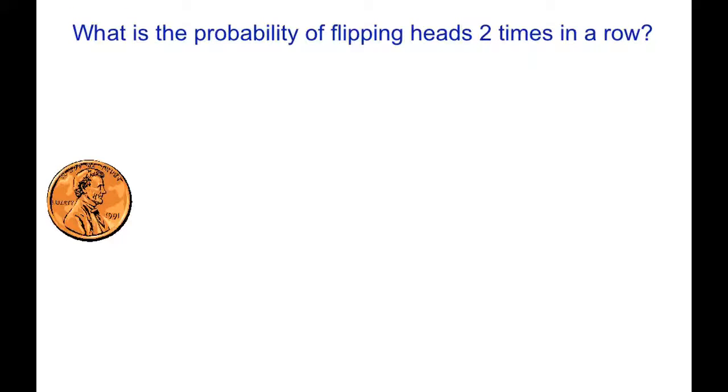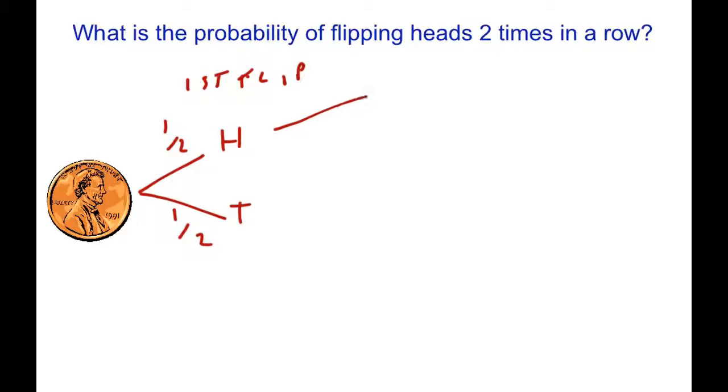Right, so that leads us to this problem. What is the probability of flipping heads 2 times in a row? Earlier in the year, if we were doing this problem, we probably would have gone ahead and drawn a tree diagram. We would have labeled first flip. We would have said you could flip a heads or you could flip a tails. We would have put the probability on the branches. Heads would have been 1/2, tails 1/2.